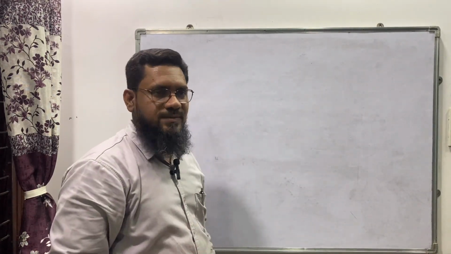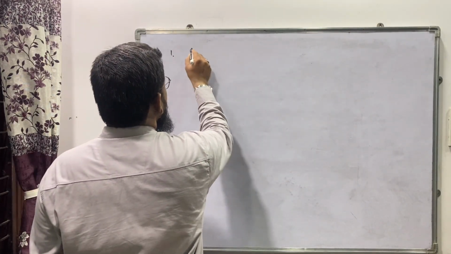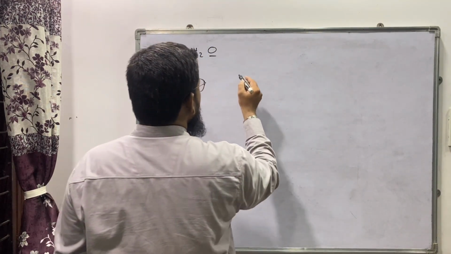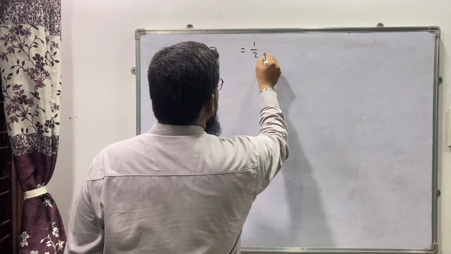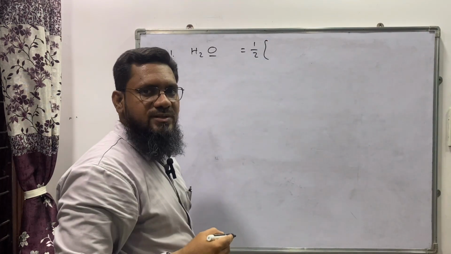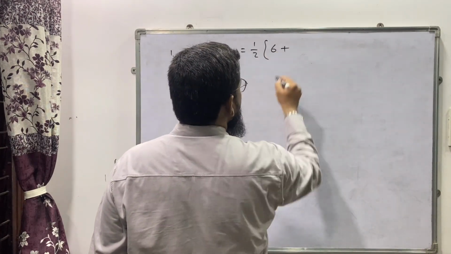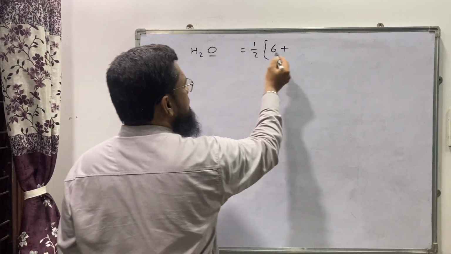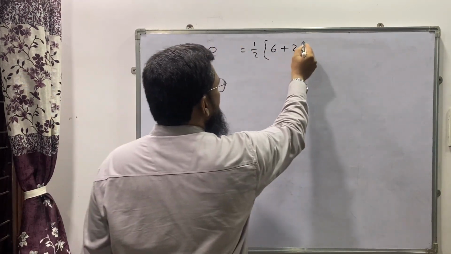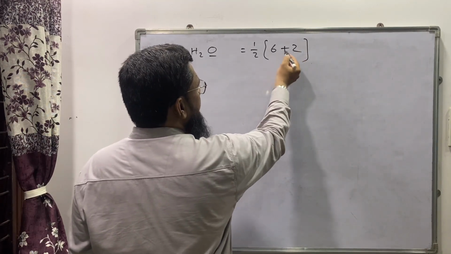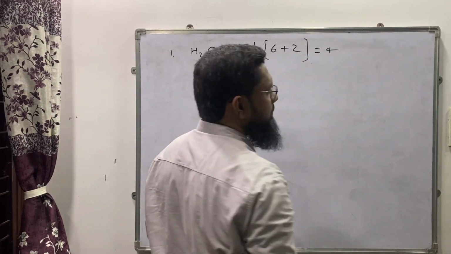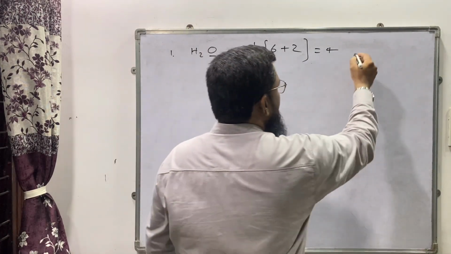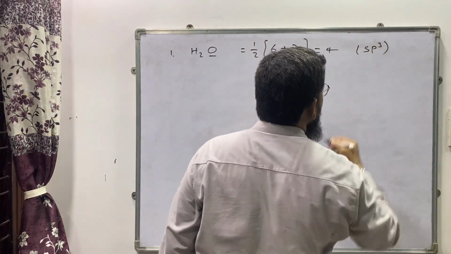Now let's see a few examples. Take H2O. Let's say we need to calculate the hybridization for oxygen. You know the formula for hybridization: half of V. Just now we have seen oxygen has 6 valence electrons. V plus X, where X is the number of monovalent atoms. Here we have 2 hydrogens, 2 monovalent atoms, so we take 2. We don't have any charge, so we close the brackets. 6 plus 2, 8, 8 by 2 means 4. 4 means s, p1, p2, p3. So the hybridization will be sp3.